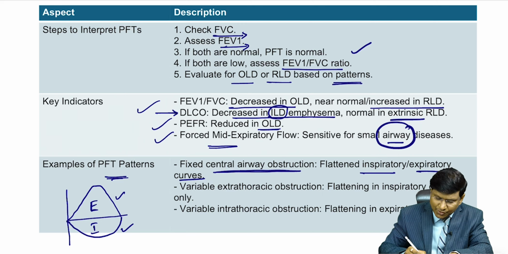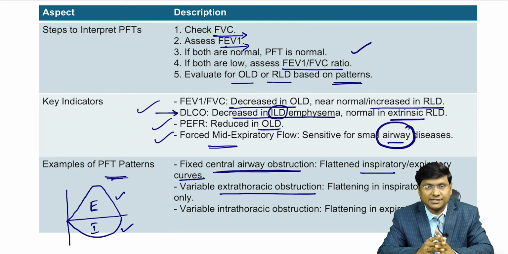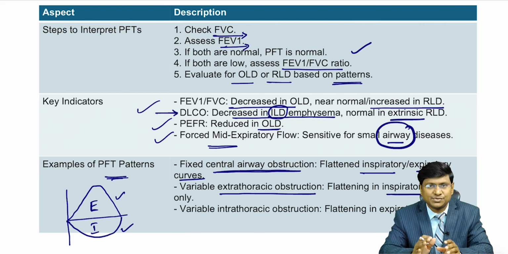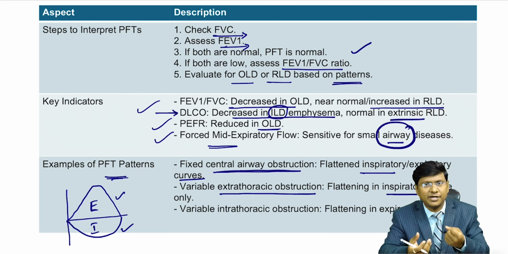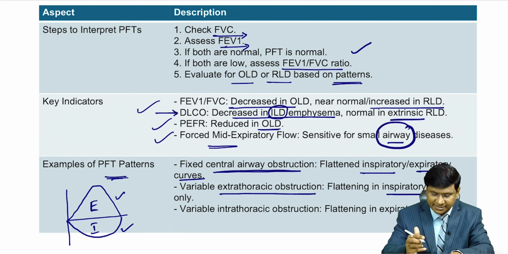Whereas in the scenario of variable extrathoracic obstruction, what is an example? That is retrosternal goiter. In case of retrosternal goiter, only the inspiratory component will be reduced, because the retrosternal goiter is pulled down during inspiration and compresses the trachea. So the inspiratory curve is reduced, whereas the expiratory component is more or less within normal limits.